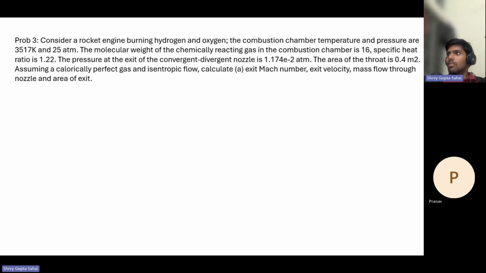Again, very straightforward. What is it? First, we need to calculate the R value: 8.314 divided by 16. Let me just calculate that value.